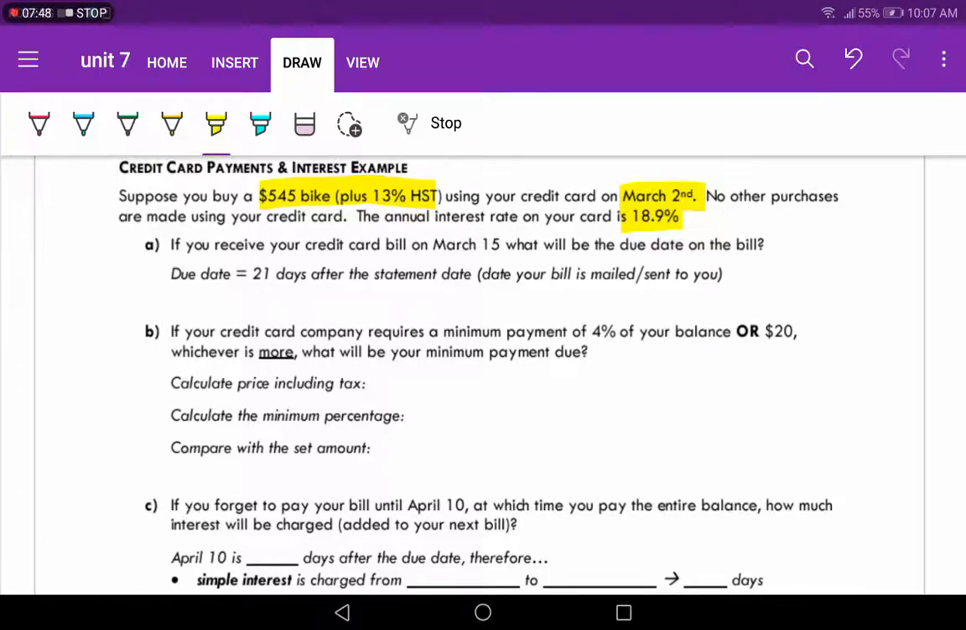Okay. If you receive your credit card bill on March 15th, what will be the due date on the bill? So that due date is going to be 21 days after the statement date. So after your bill is mailed or sent to you. So I just looked at a calendar for this. 21 days after March 15th is April 5th. So you would just count 21 days.